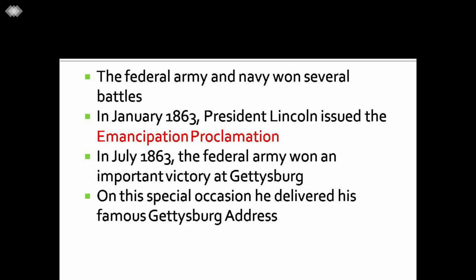In July 1863, the Federal Army won an important victory at Gettysburg. In November that year, President Lincoln dedicated the National Cemetery at Gettysburg to the soldiers who had sacrificed their lives in defense of the Union. On this occasion, he delivered his famous Gettysburg Address, in which he set forth his ideals of democracy.